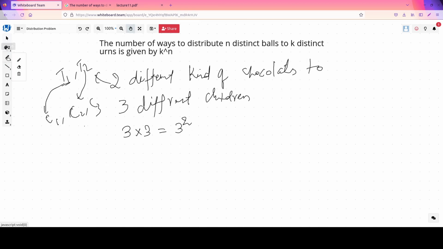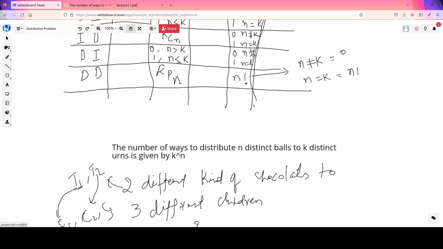So we have n balls, and for each ball we have k options where it can go. So it is like k, k, k, k, and so on till n. So it is nothing but k to the power n. So you have seen the various kinds of problems where this multiplication thing is used. So we are done with one of them.